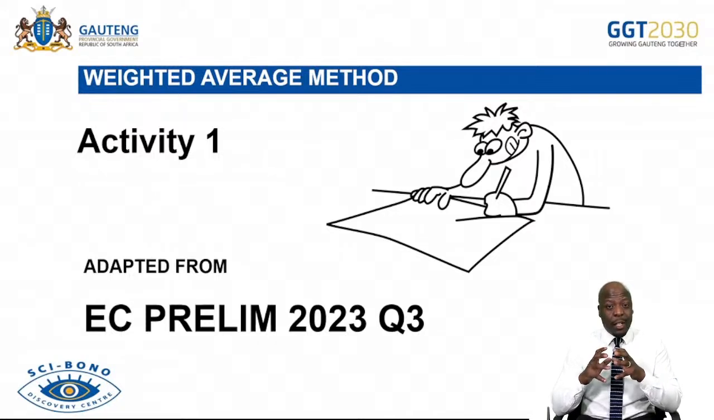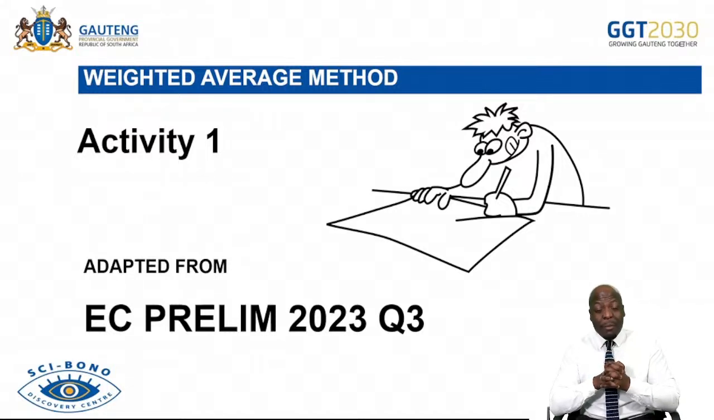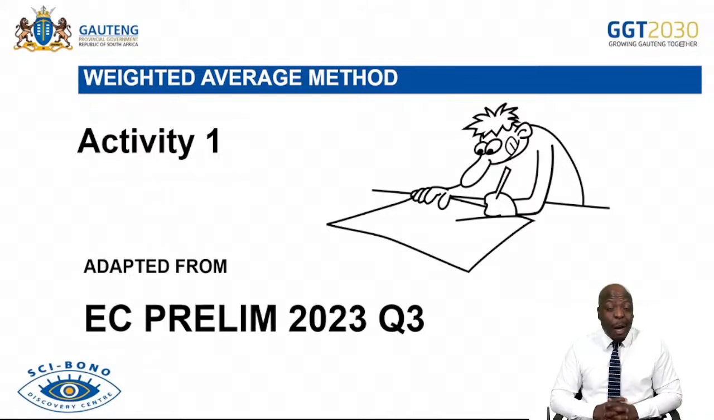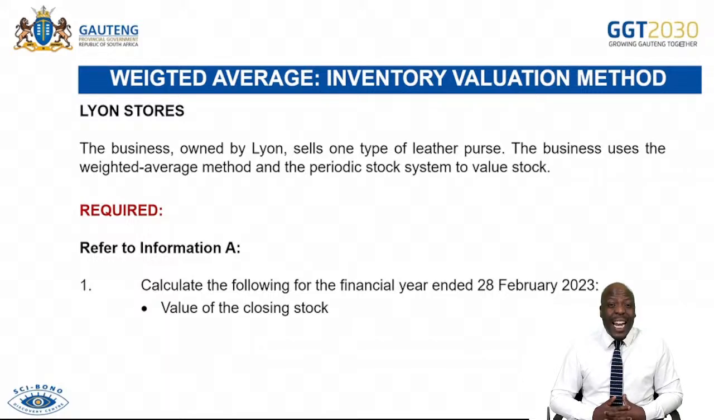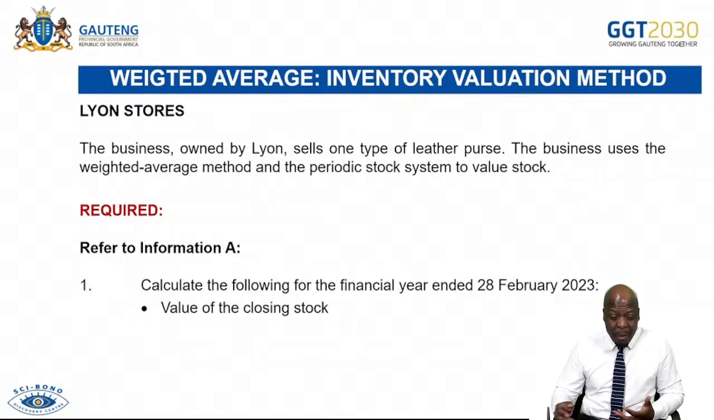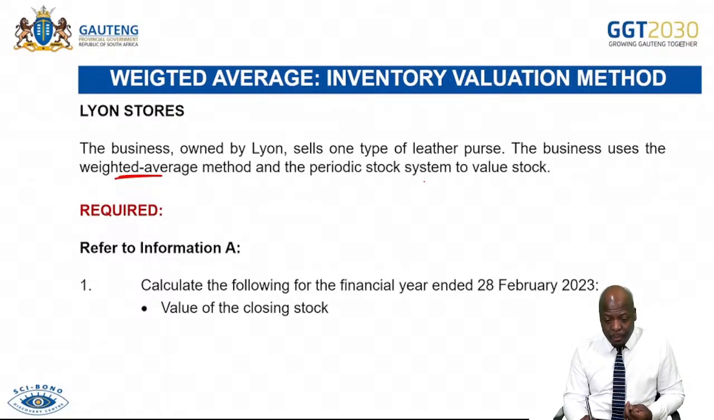This is an extract. We only took some parts from the Eastern Cape Prelim paper for the year 2023, and our focus is on question number 3. If you guys are ready, then let's go. The information relates to Lion Stores. The business, owned by Lion, sells one type of leather purse. The business uses the weighted average method, very important, and the periodic stock system to value stock.